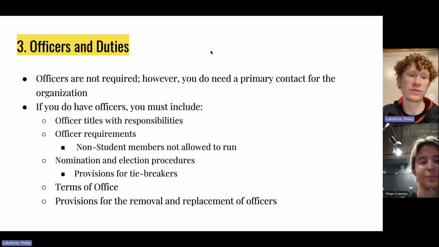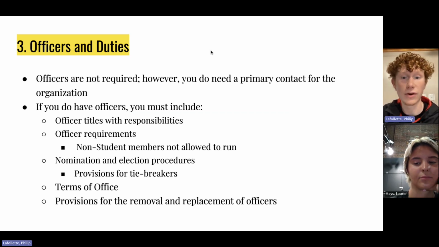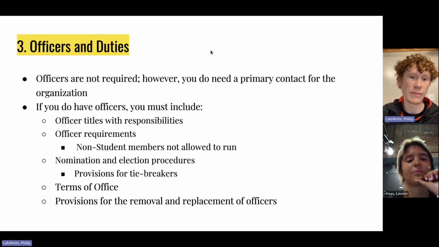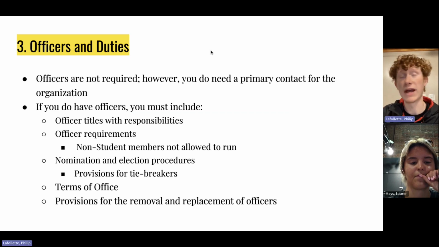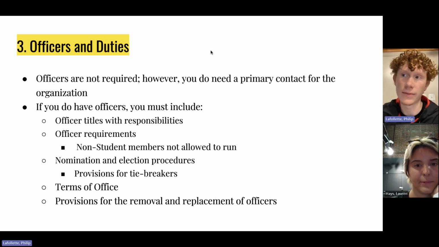Third, we have our officers and duties. Officers are not required, however, you do need a primary contact for the organization. If you do have officers, you must include titles with responsibilities, requirements, and non-student members are not allowed to run. Nominations and election procedures include what would happen if there was a tiebreaker, how many terms a person on the board would serve in office, and provisions for the removal and replacement of officers.